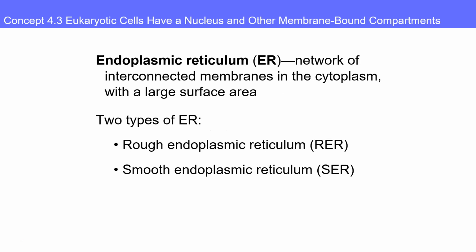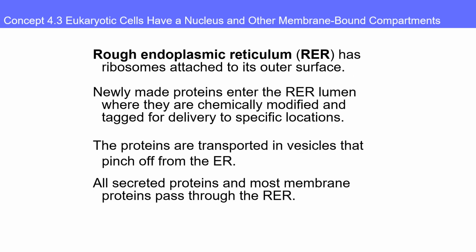Now, the endoplasmic reticulum is probably the most notable member of this group. This is a network of interconnected membranes in the cytoplasm with large surface areas. There are two types of endoplasmic reticulum, rough endoplasmic reticulum and smooth endoplasmic reticulum. Rough endoplasmic reticulum has ribosomes attached to its outermost surface. These are where newly made proteins are going to be made, going into what we call the lumen region. It's a special region within the endoplasmic reticulum. Don't get too hung up on that.